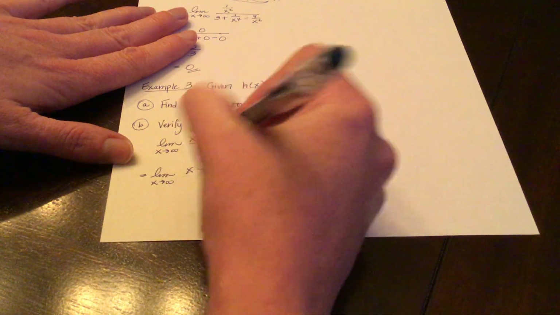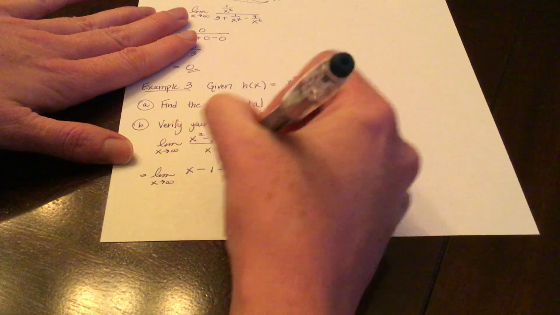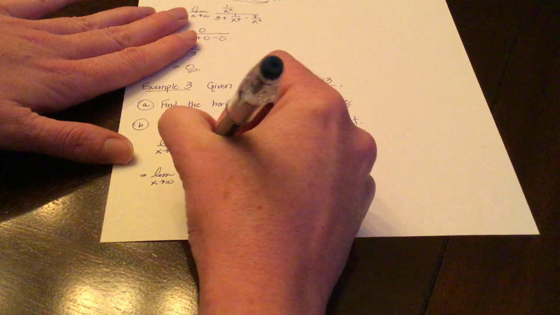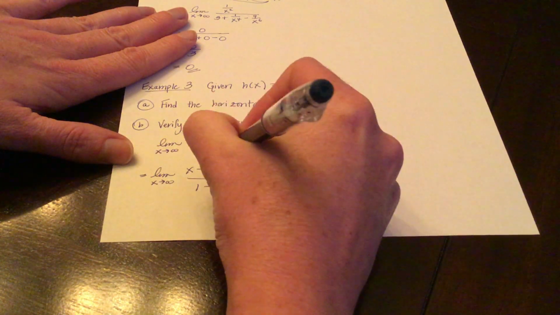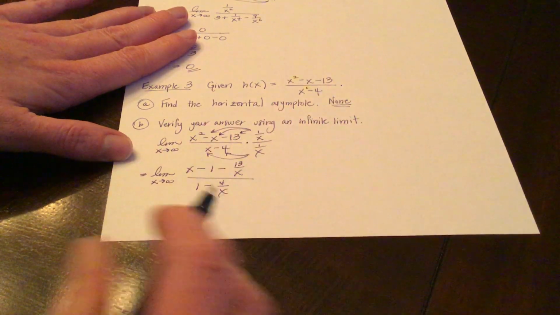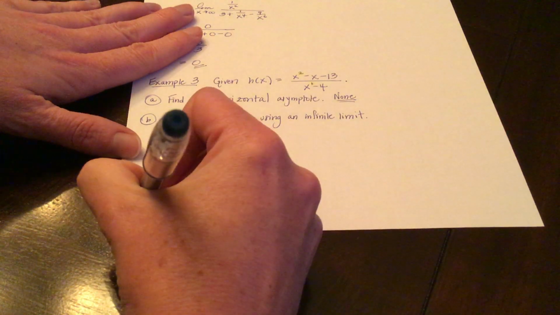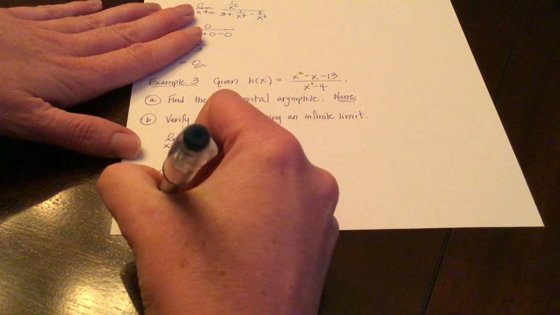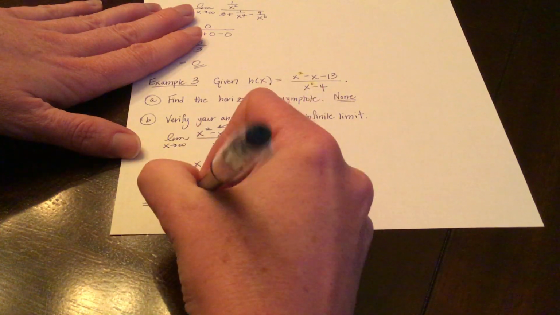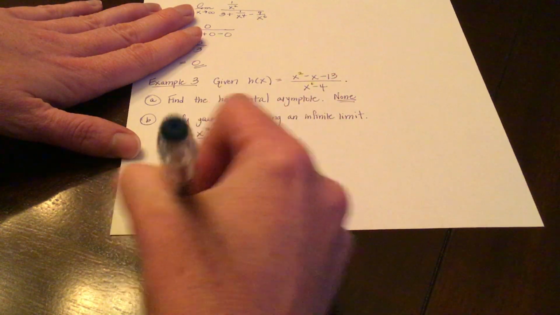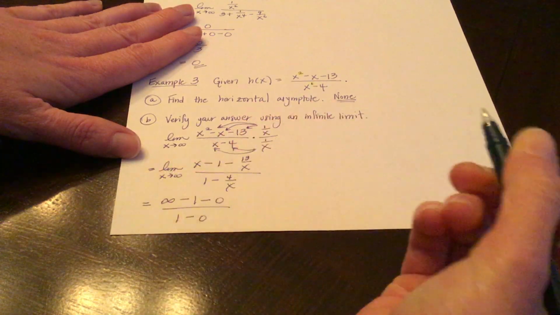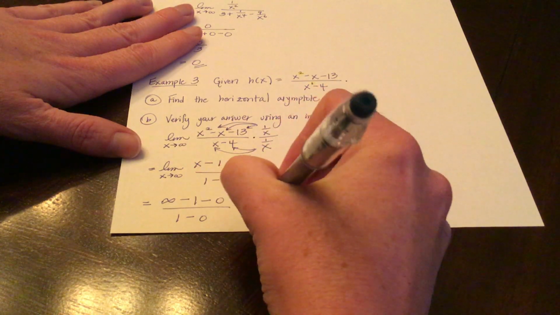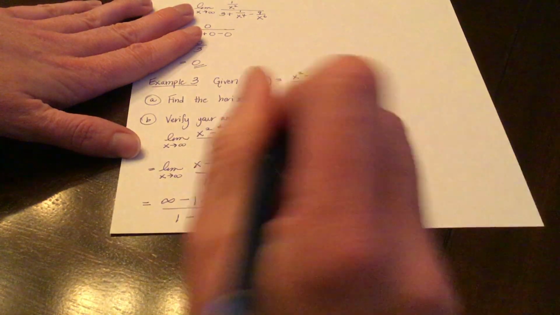x minus 1 minus 13 over x over 1 minus 4 over x. Let x go to infinity, and then look at what we'd have. If x goes to infinity here, you'd have infinity, take away 1, take away 0, over 1 minus 0. Simplify this. What's infinity take away 1? It's infinity over 1.